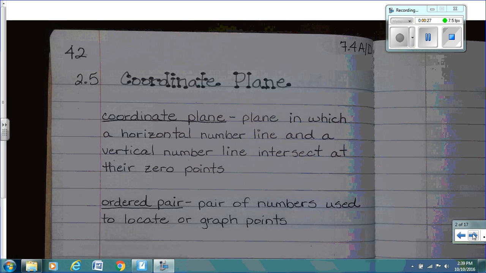So a coordinate plane is a plane in which a horizontal number line and a vertical number line intersect at their 0 points. An ordered pair is a pair of numbers used to locate or graph points.